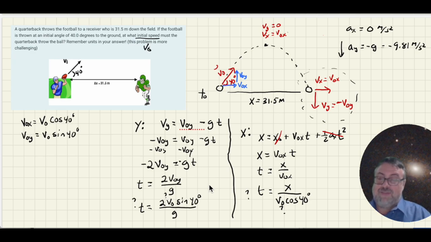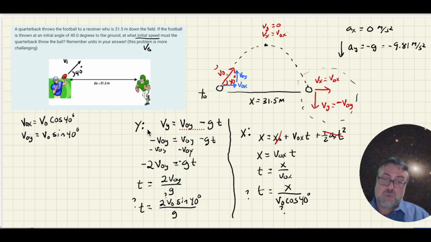So based on that fact, I decided to start in the y direction and write the equation for the final y velocity. That gave us an expression here for time in terms of the original velocity, which is what I'm looking for, and time, which I do not know. Because I didn't know time and I have two unknowns, I realized I needed a second equation.